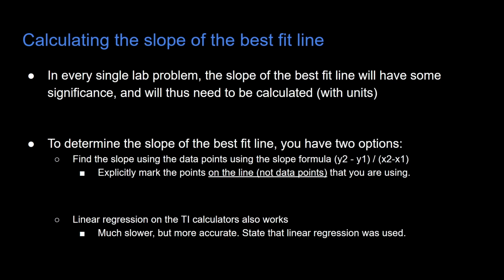Do not assume that your line goes through all the data points. If it goes through some, you can definitely use them. But if you feel like getting a more precise answer, although College Board is really lenient with the range that they accept, linear regression on your TI works. It's much slower, but also more accurate. Just state that you used linear regression and write the m and b values.